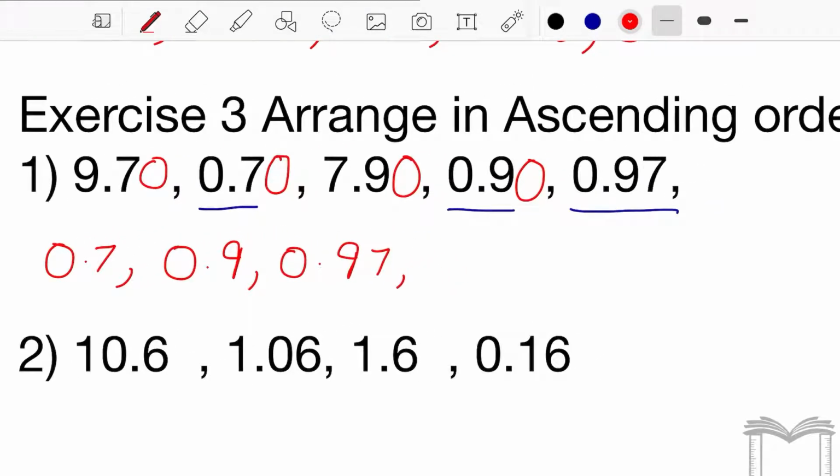So then we have the last 2 digits. So 7 is clearly less than 9. So the 7 will be the next digit, or rather the 7.9, then the 9.7.